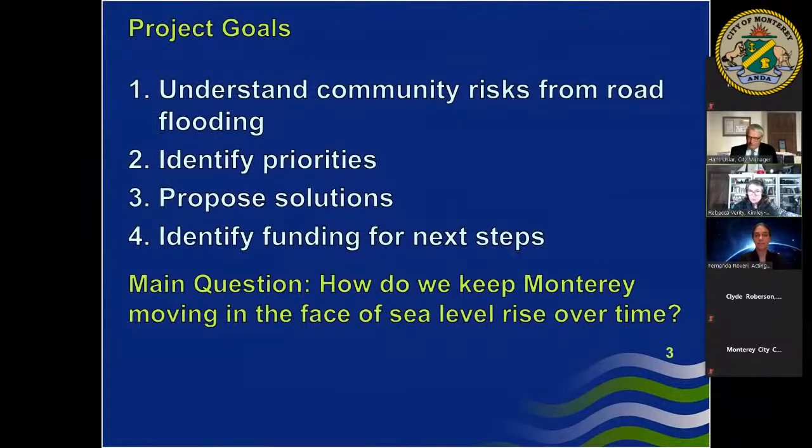So the project goals are really to understand what the community risks are from the road flooding that Monterey had previously identified. From those risks, identify community priorities and propose conceptual solutions to reduce risk for each of those priorities, and identify funding options for next steps, all in advance of meeting the main question: how do we keep Monterey moving in the face of sea level rise over time?